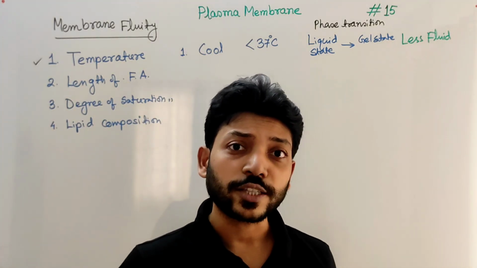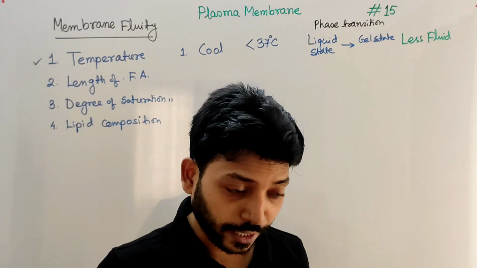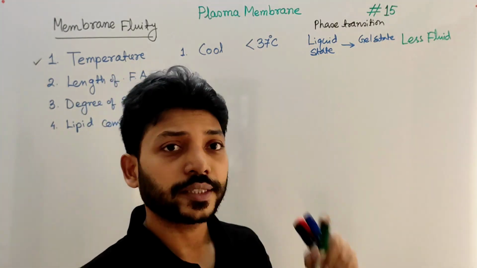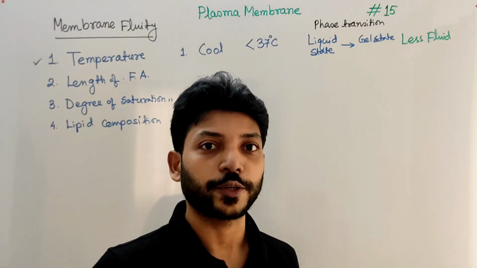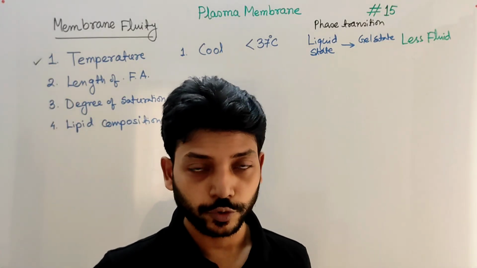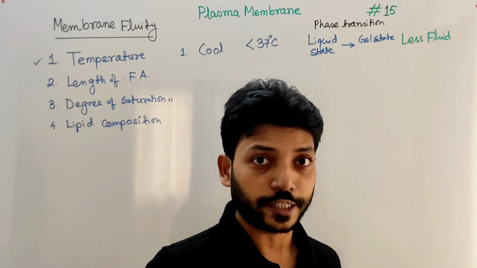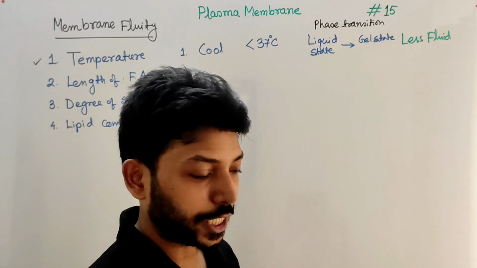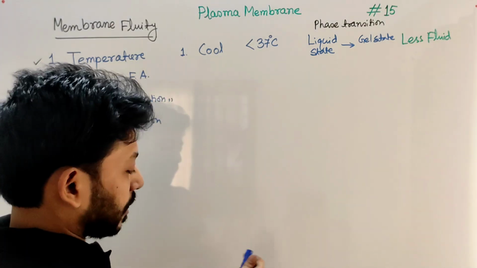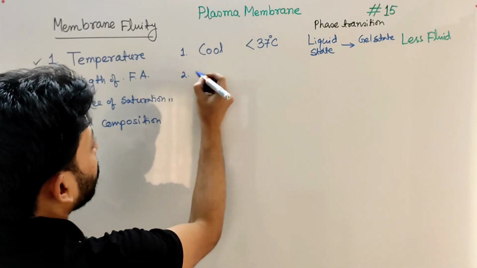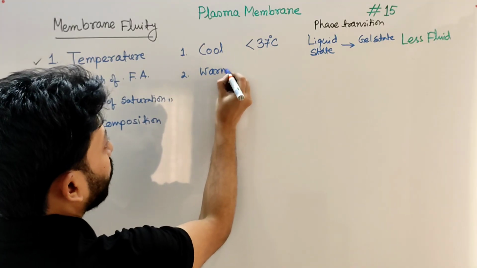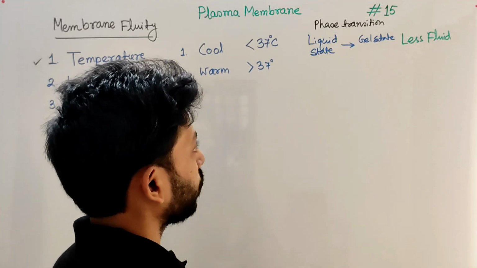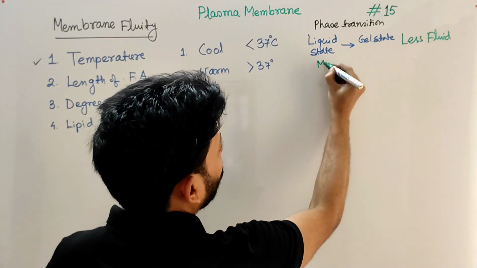Why does it become less fluid in nature? The answer is here. Below the phase transition temperature, let's suppose 37 degrees is the phase transition temperature, the rate of lateral diffusion drops very precipitously. So the mobility of the lipids drops. That's why it becomes less fluid in nature. Now the opposite will be true. If we warm the membrane to greater than 37 degrees centigrade, what will happen? It becomes more fluid.